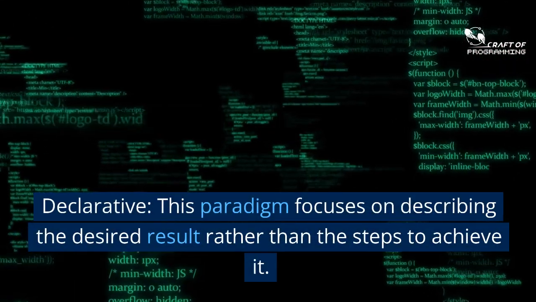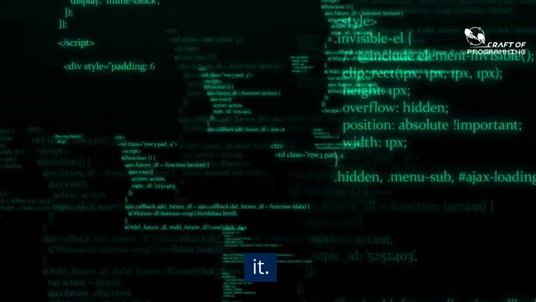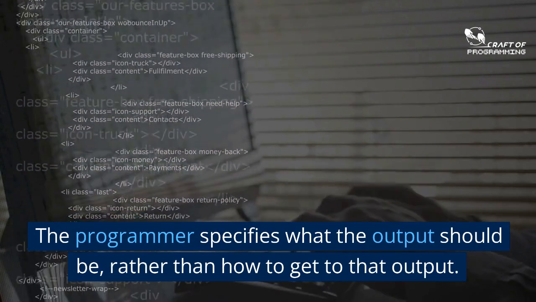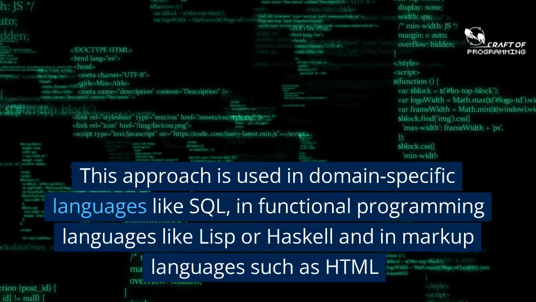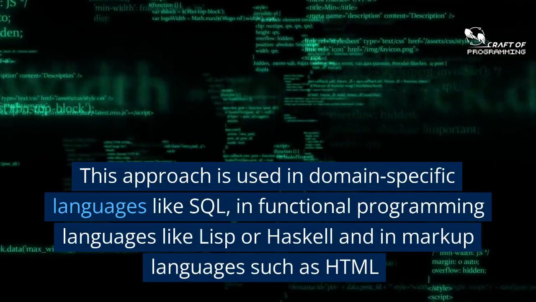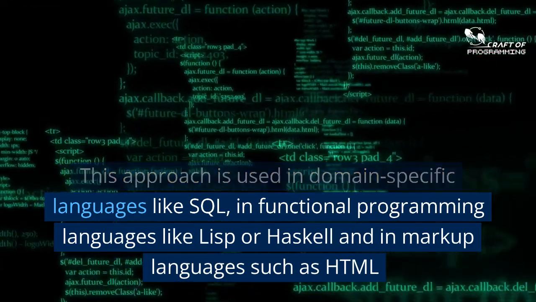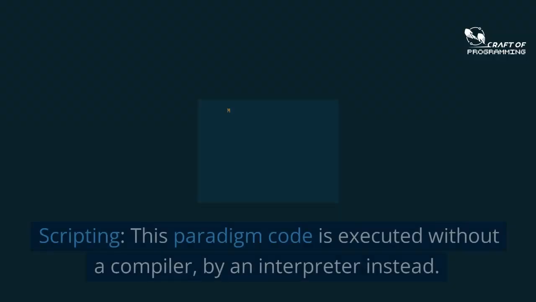Declarative. This paradigm focuses on describing the desired result rather than the steps to achieve it. The programmer specifies what the output should be, rather than how to get to that output. This approach is used in domain-specific languages like SQL, in functional programming languages like Lisp or Haskell, and in markup languages such as HTML.